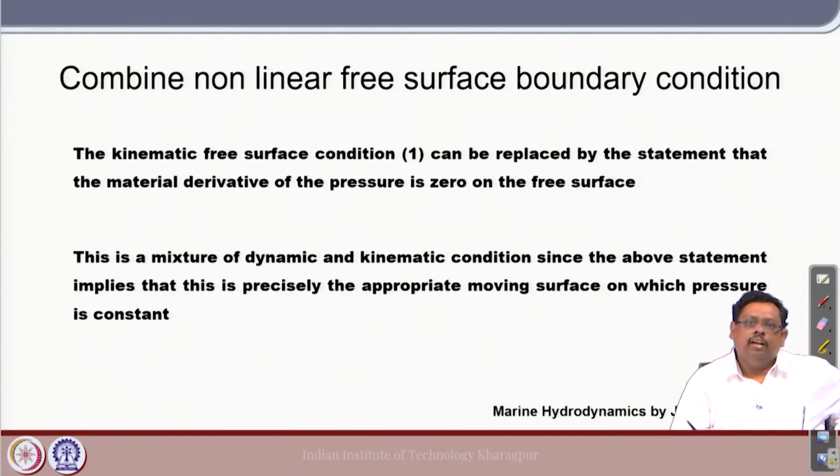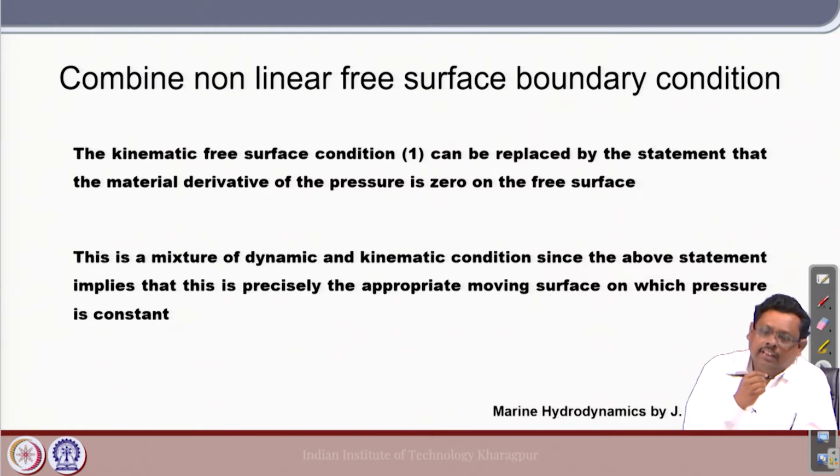Let us see that. Now, the classical book Marine Hydrodynamics by J. Newman, he said that the kinematic free surface condition 1 can be replaced by the statement that the material derivative of the pressure is 0 over the free surface. So, actually you can say this is a mixed boundary condition. So, it means that the pressure is 0 on a varying surface. So, when I consider a varying surface, definitely it is a kinematic part, and then we are considering the pressure as a dynamic part.